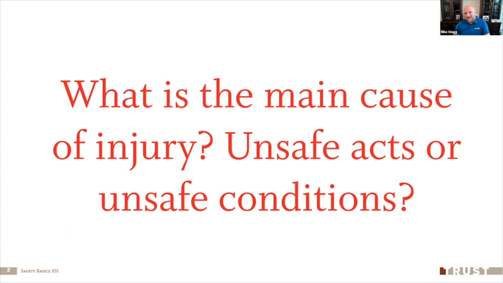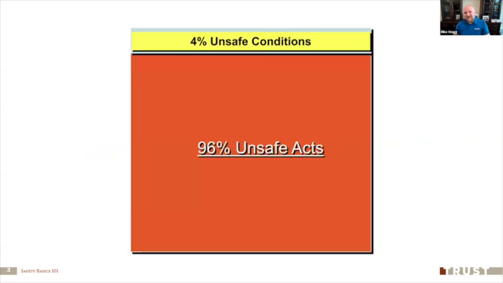Or is it an unsafe act, where we're doing something that we're not supposed to be doing? Well, the data actually shows that the vast majority, 96%, are because of the act. Because there was an unsafe act that happened, not because of the unsafe condition, not because the walkway was slippery, but because we did something that we weren't supposed to be doing.